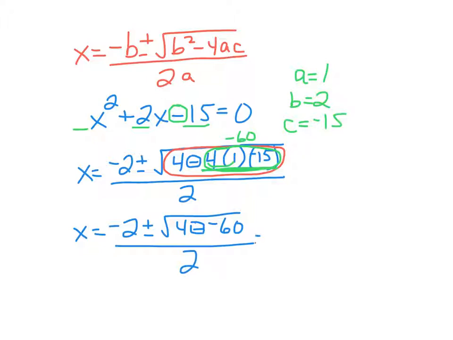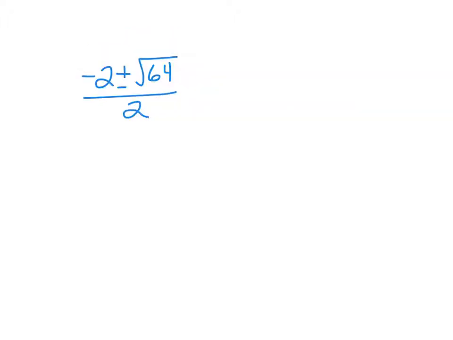So now, when I continue to simplify, I have negative 2 plus or minus, and I have 4 subtract a negative 60, which is equal to 64. And that is all underneath the square root, all over 2. So I have negative 2 plus or minus the square root of 64 over 2. I recopied what I had because I was starting to run out of room. So at this point I have x is equal to what I have in the blue. And now I just want to go through and simplify this all the way.